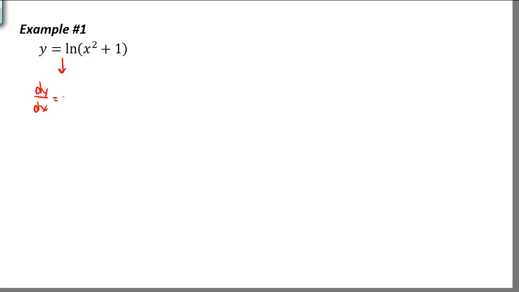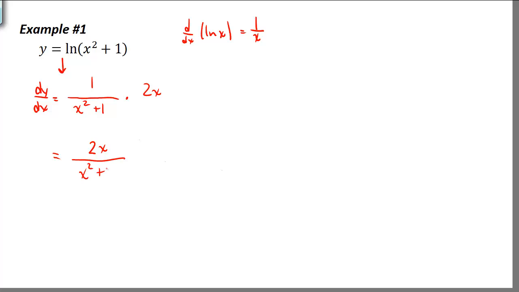So this is going to be a chain rule here. If the derivative of the ln of x is 1 over x, we can think of this as kind of the ln of stuff. So the derivative of that stuff will be 1 over that stuff times the derivative of the stuff, yielding 2x over x squared plus 1 for our derivative. Okay. Next example.